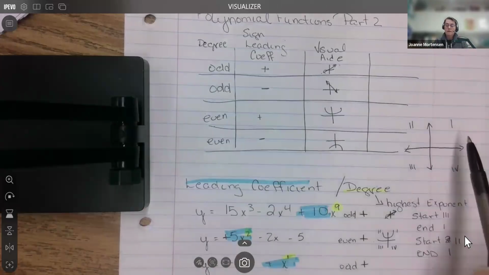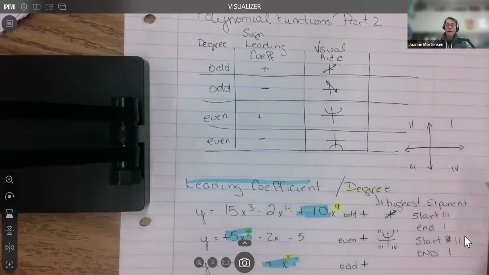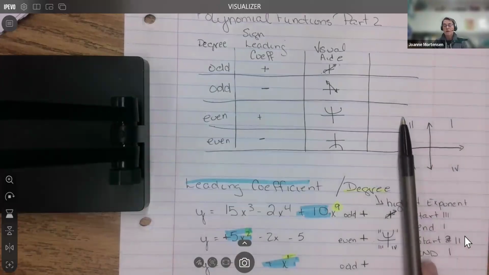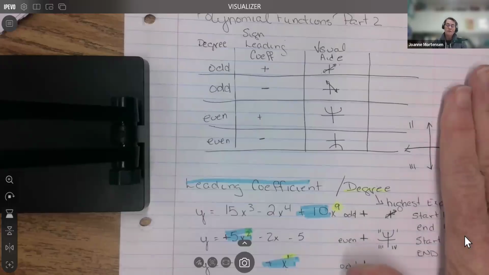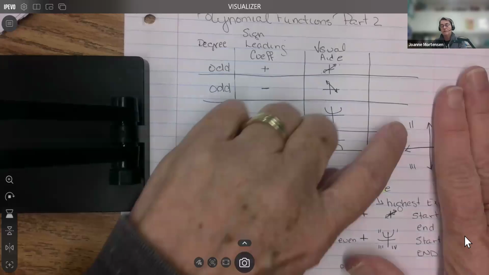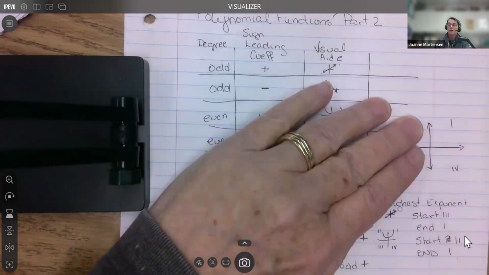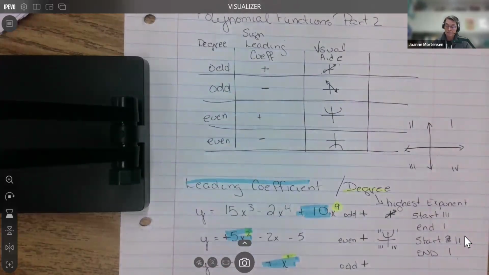So the rule is you always number your quadrants that way. I don't know who made the rule, but that's the rule. You always go this way. And when you're reading a graph, it's like reading a book. You start at the left and you go left to right. So your only options for your starting quadrants are either two or three. And your only options for your end quadrant, or the end behavior, is one or four. I don't care what happens in the middle.